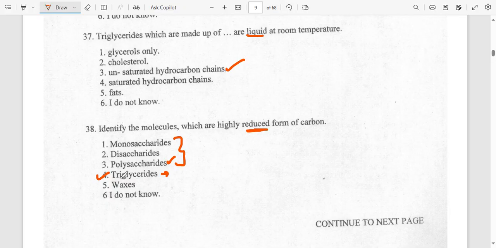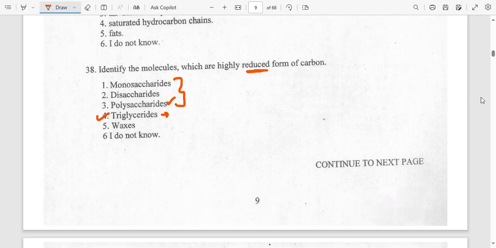Next year, for some of you will be coming to Ridge where you learn this in biochemistry. Why is it that lipids form more energy than carbohydrates? Because they are highly reduced. They have got a lot of hydrogen atoms.